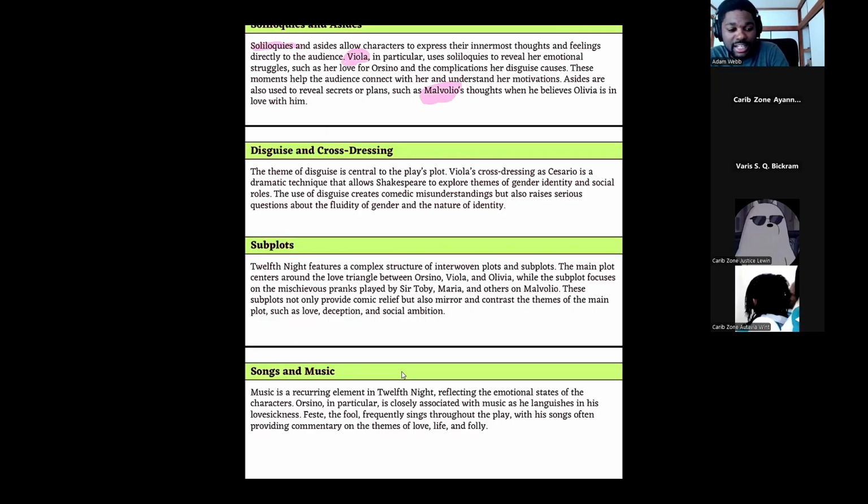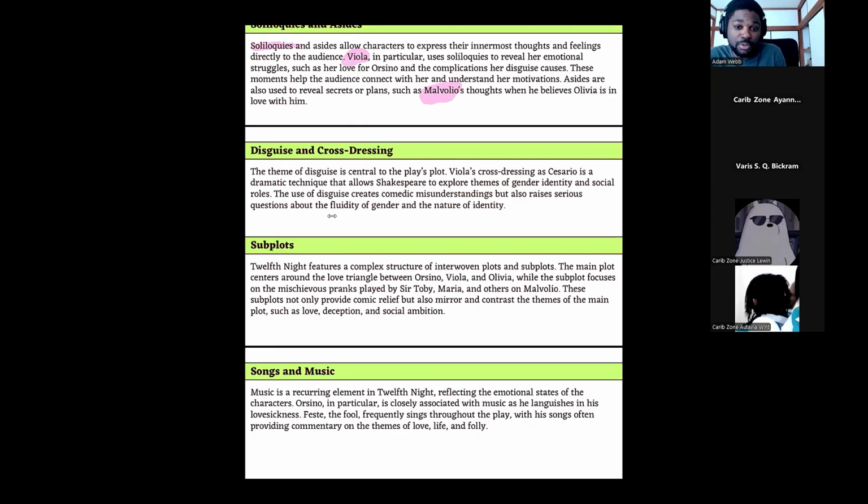Because if you dress like the other gender, and then you act like the other gender, and then you're treated like the other gender, then do you become the other gender? Well, this is some existentialism right here. So it is, and it's explored in this play.